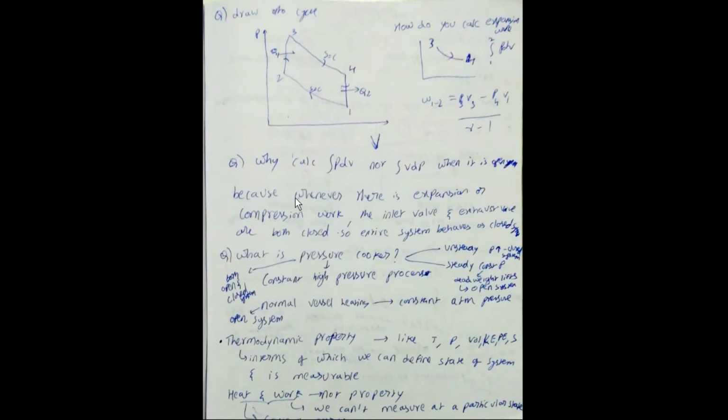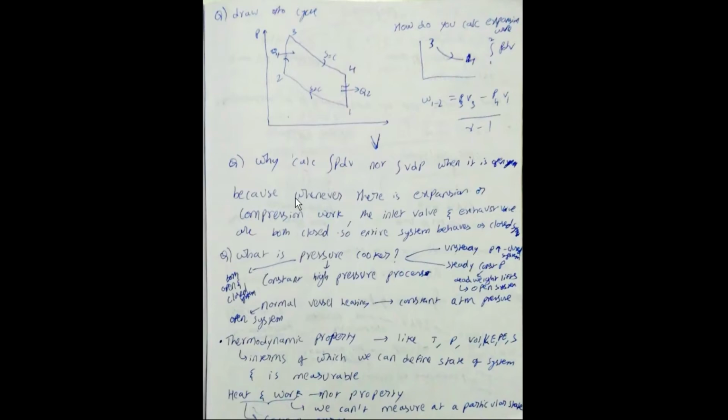Draw the Otto cycle. On the PV diagram, 1 to 2 is isentropic compression, 2 to 3 is constant volume heat addition, 3 to 4 is isentropic expansion, and 4 to 1 is constant volume heat rejection. How do you calculate expansion work? 3 to 4 is expansion, integral PdV. W3-4 is equal to (P3V3 minus P4V4) by (gamma minus 1). Here V4 equals V1, so we can replace it with V1.